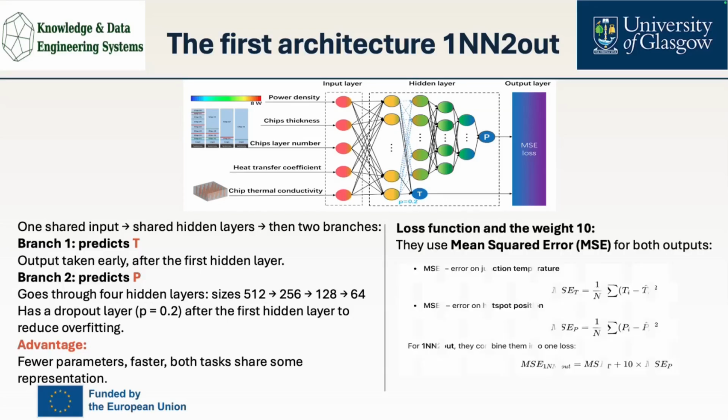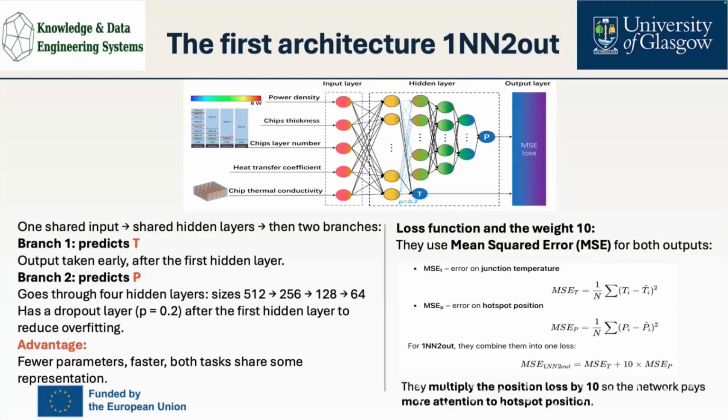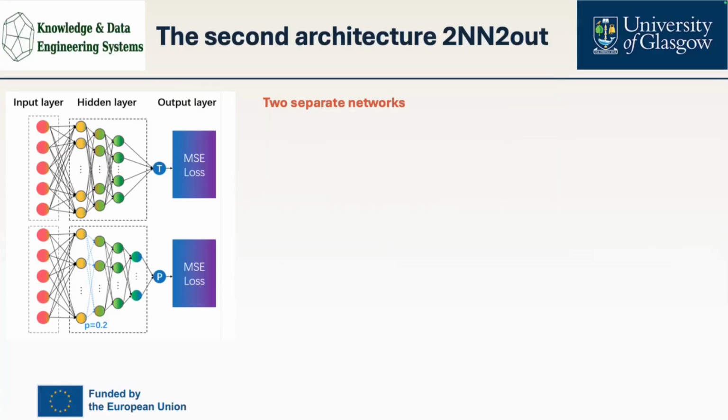As we can see here, for the temperature we will measure the mean square error, and also for the position we will compute the mean square error. And for the position, we can multiply with a specific factor like 10 or any number as a way to reflect the importance of this value.